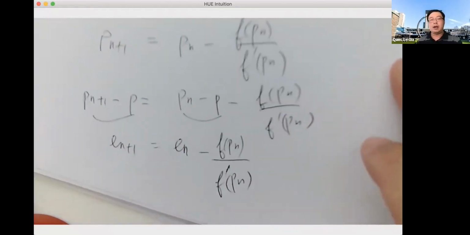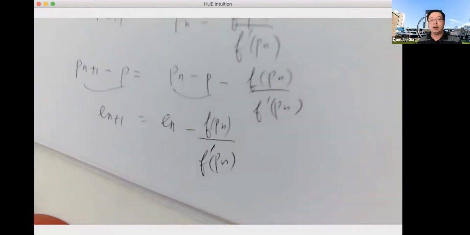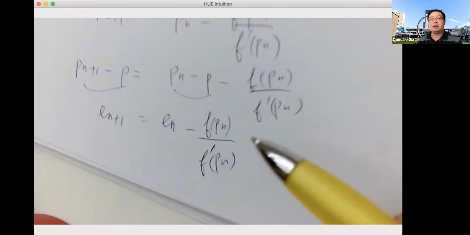Now if you take the limit, this one goes to 0, and then it is 0 over 0, right? Because Pn goes to P. So f(p) equals 0 and f prime(Pn) goes to 0. So you have an indefinite form here.